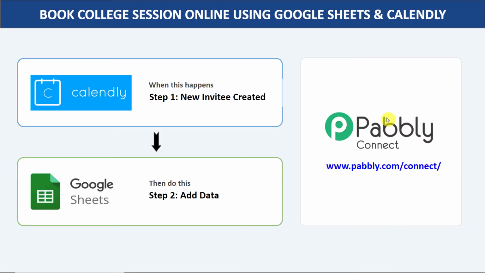Basically, here we are using an integration and automation software called Pabbly Connect that integrates Calendly and Google Sheets. Now the best part of using Pabbly Connect is there is no need for coding skills or programming knowledge. Okay, so let us begin the process.